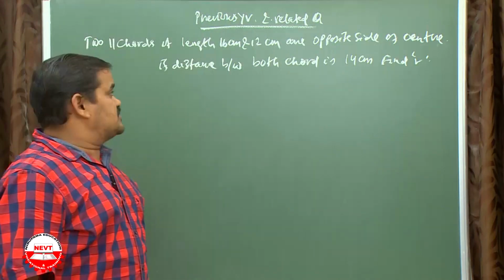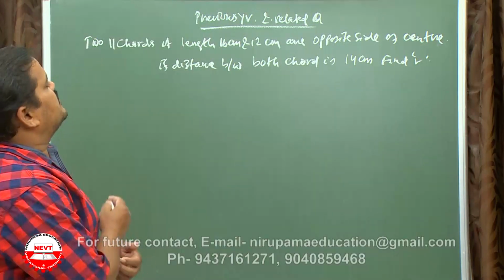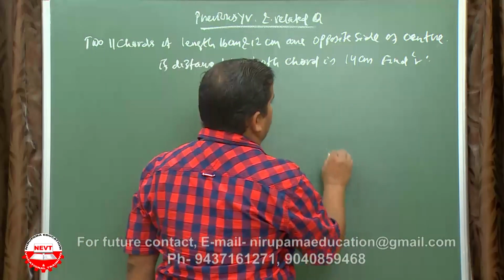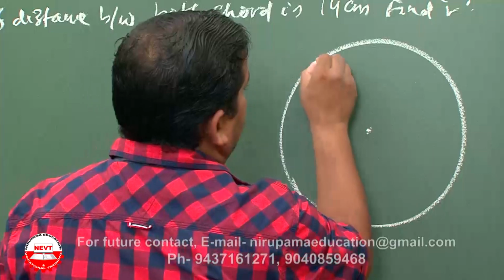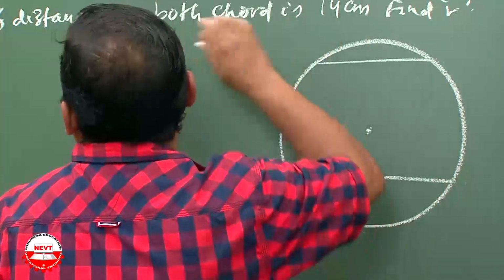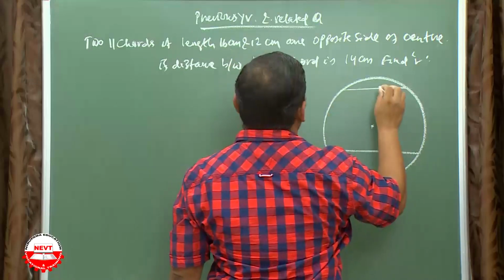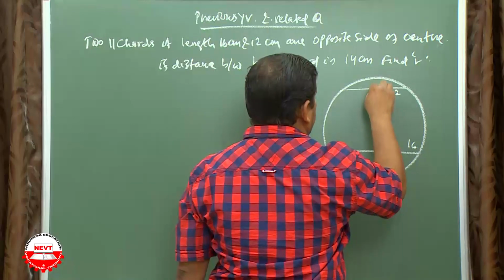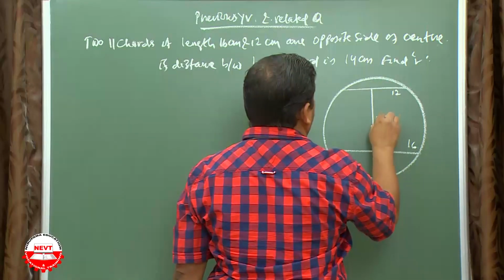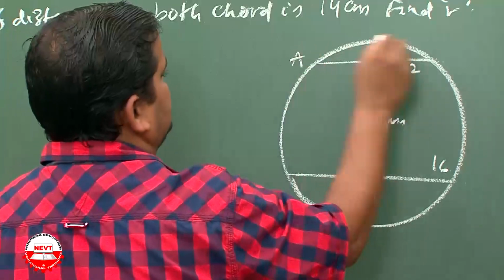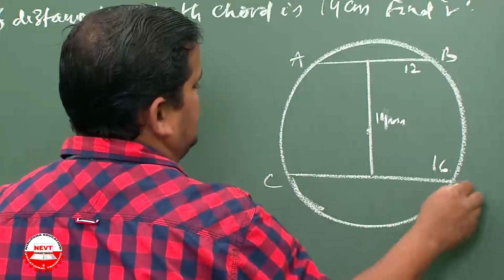Come to the next question. Two parallel chords of length 16 centimeter and 12 centimeter are on opposite sides of the center. One is 16, another one is 12. Let's say this is 12, this is 16. If the distance between them is 14 cm, then find the radius. Same, this is AB, CD.